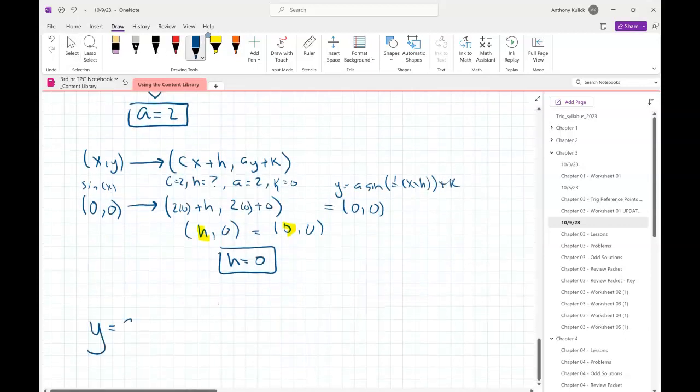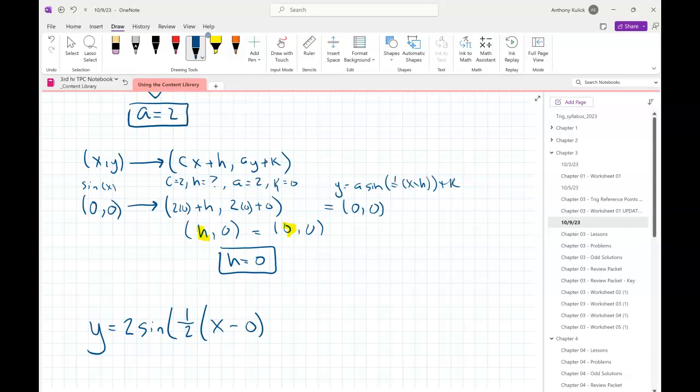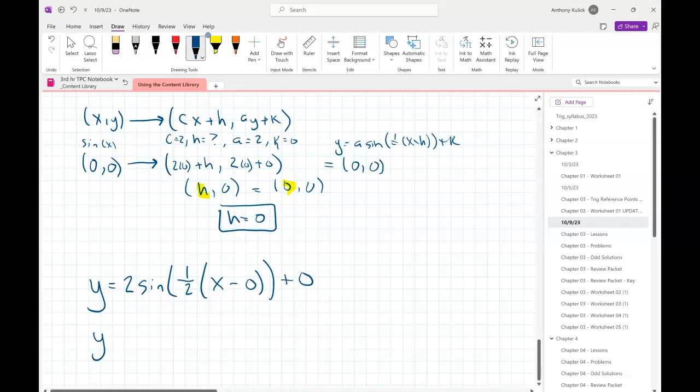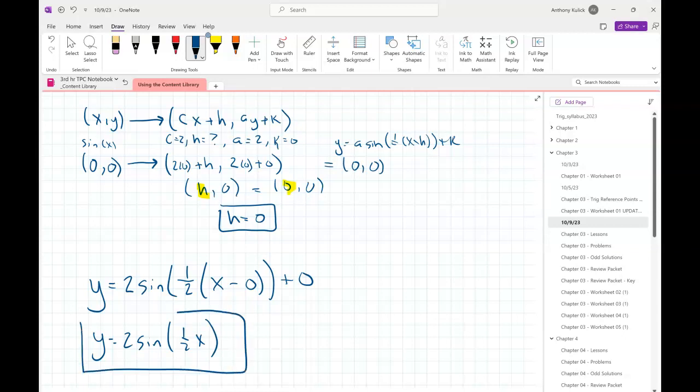So we know A is 2. We know C is 2. We know H is 0. We know K is 0. Or if we combine like terms and do a little bit of simplifying, we just have y equals 2 sine x. Or, I'm sorry, y equals 2 sine of half x.